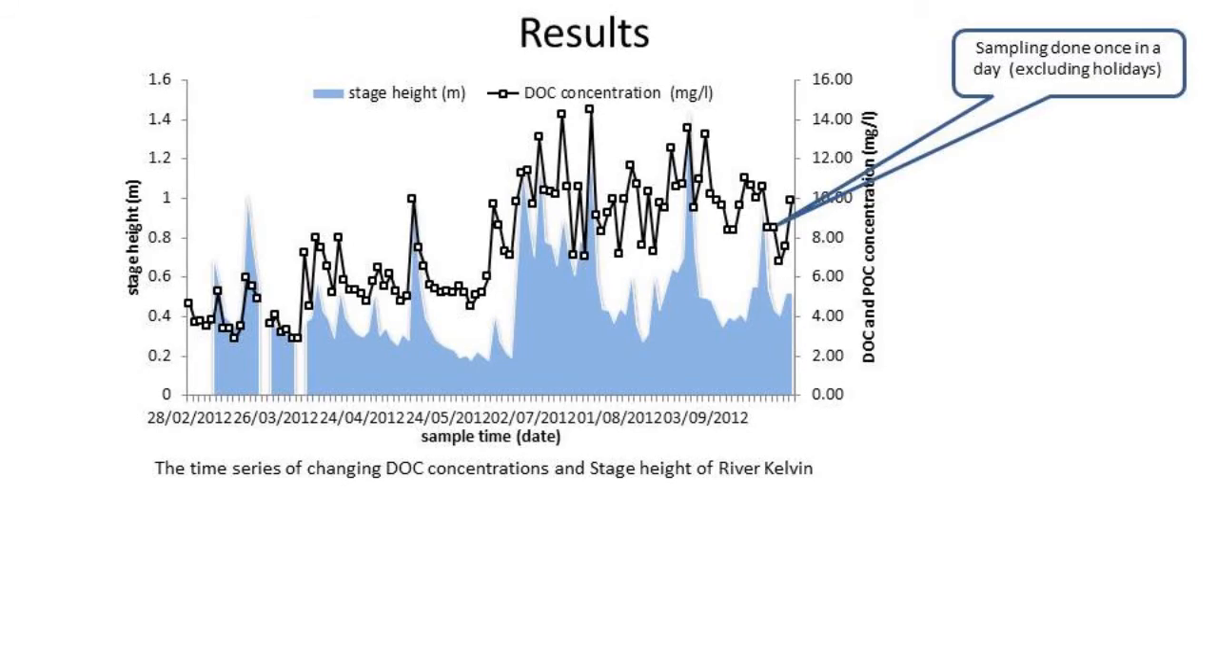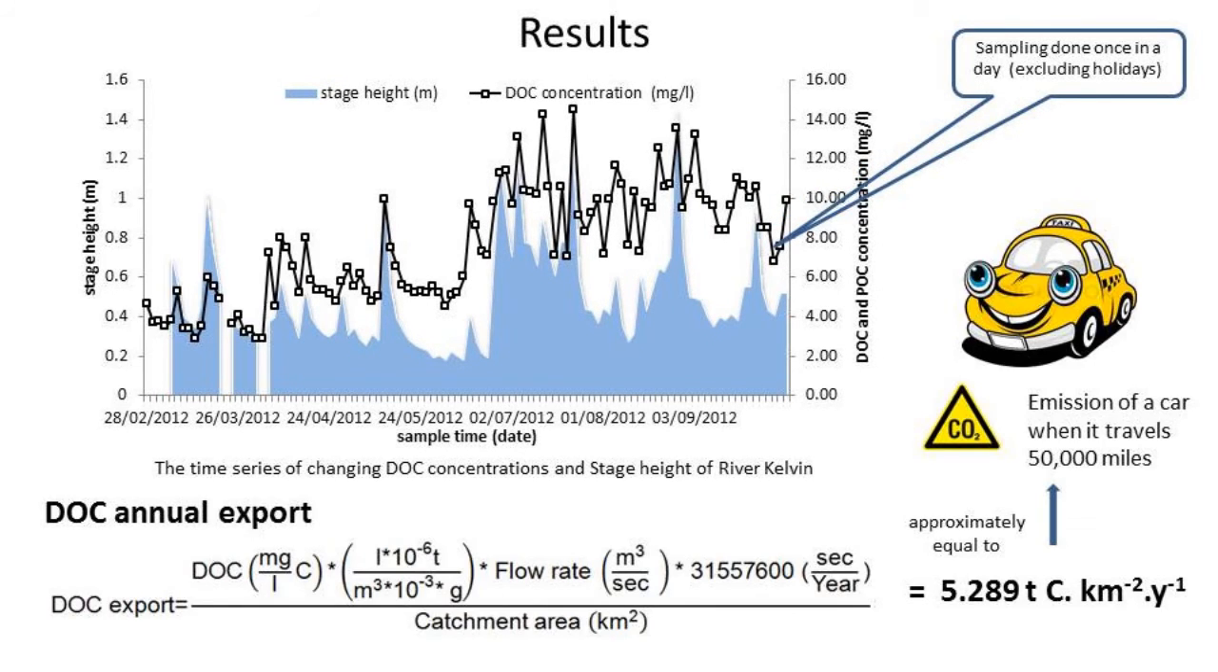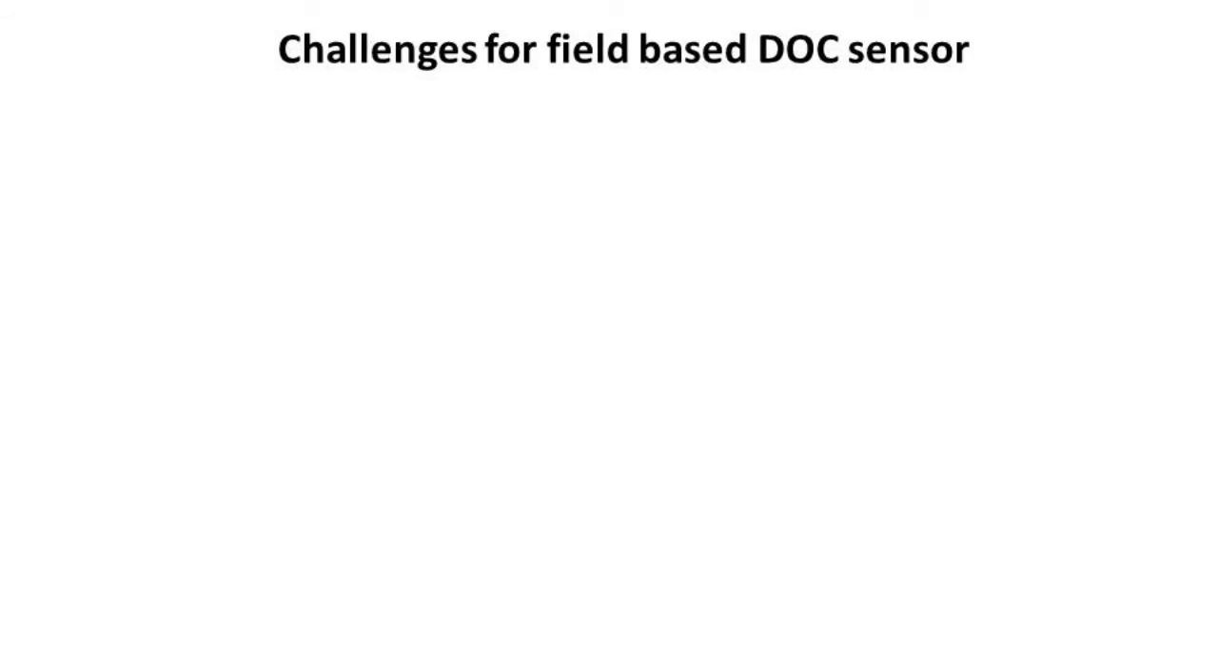The obtained results are plotted on a hydrological graph, and the calculated DOC exports are shown. Due to the lack of a DOC sensor, the DOC patterns during other times of the day are missing. So the full picture of DOC exports in the River Kelvin cannot be explained clearly. This motivated my research to develop a field-based DOC sensor system.